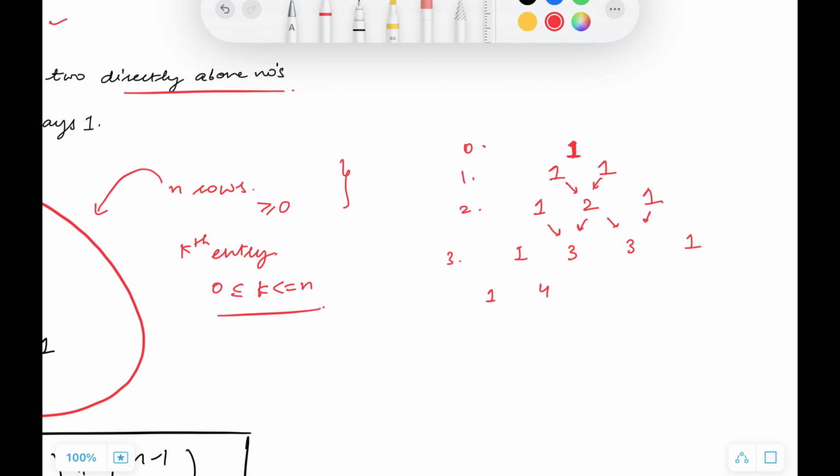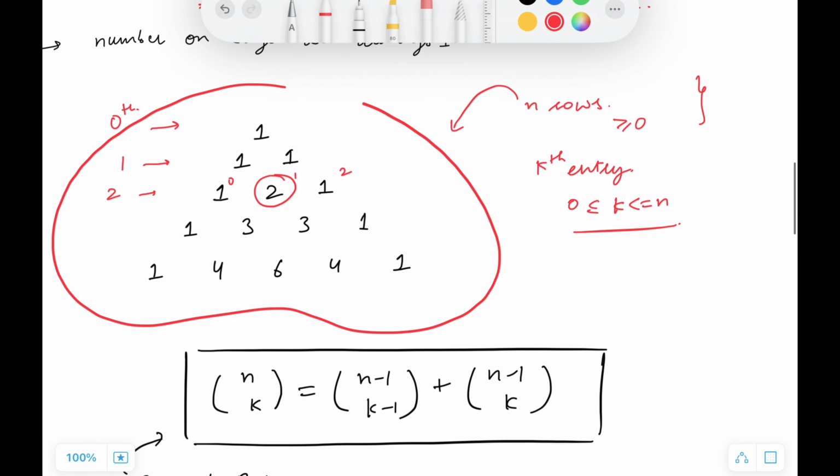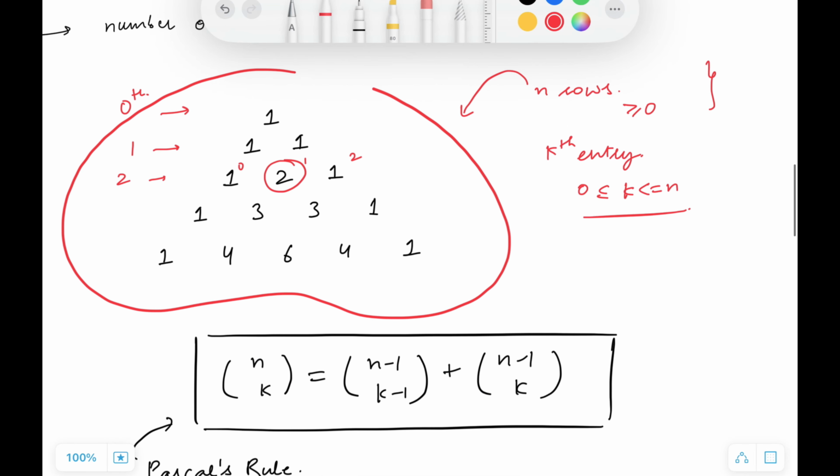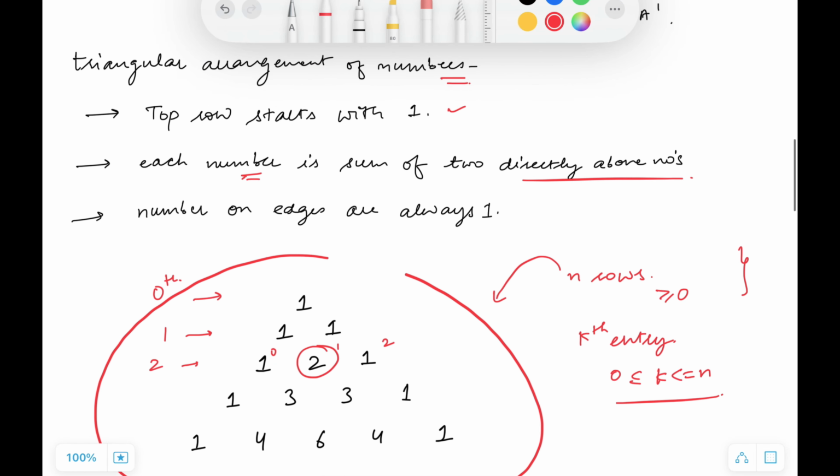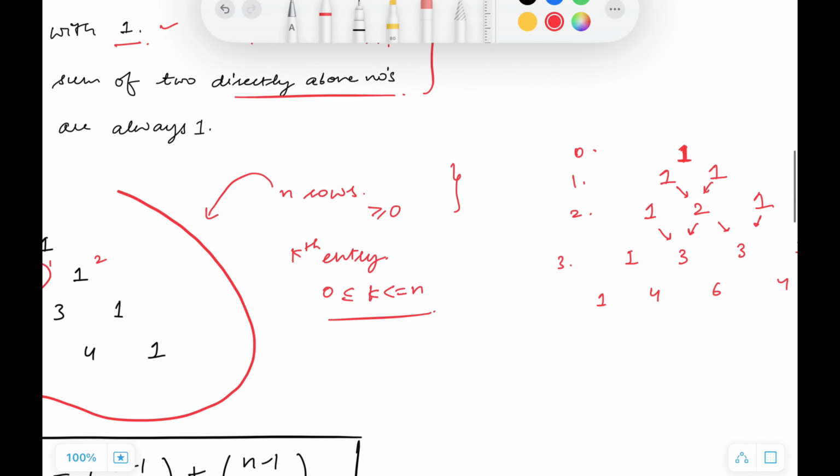Starting with 1, 3 plus 1 is 4, 3 plus 3 is 6, 3 plus 1 is 4, and ending with 1. And this is Pascal's triangle. So here we are clear on what this arrangement is and how it is created. The top row starts with 1, every element is the sum of the two directly above numbers, and each row starts and ends with 1. This is what we have to keep in mind to prepare Pascal's triangle.